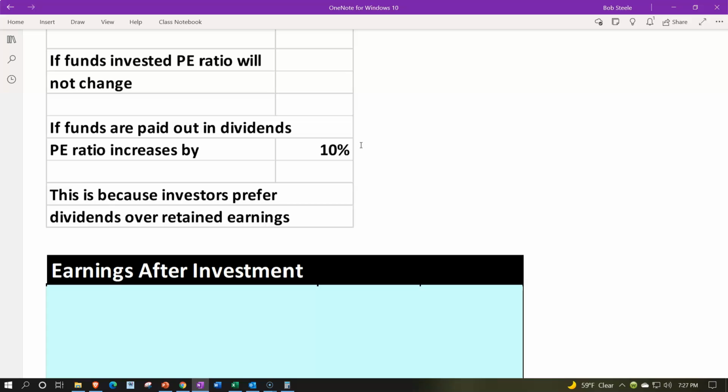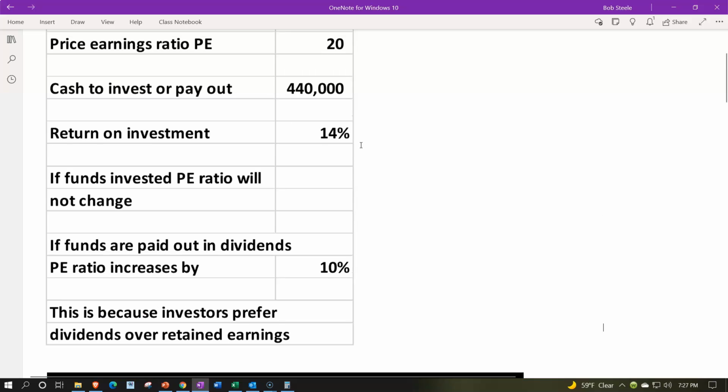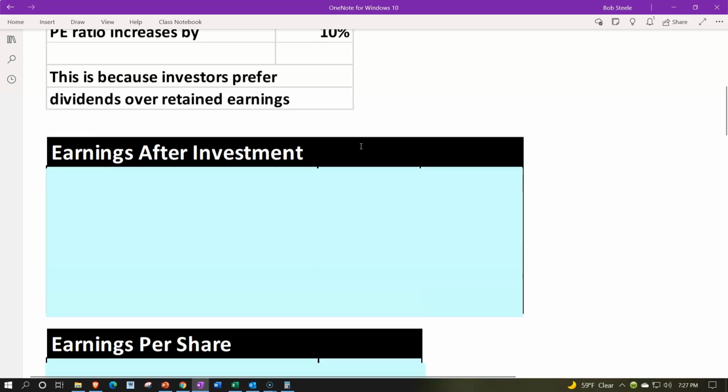But of course, it'll also have an impact on income because we're not going to get that 14% return we would have got otherwise if we took it and invested it back in the company. So let's see what will happen here. We got the earnings after the investment. So let's think about the investment process.